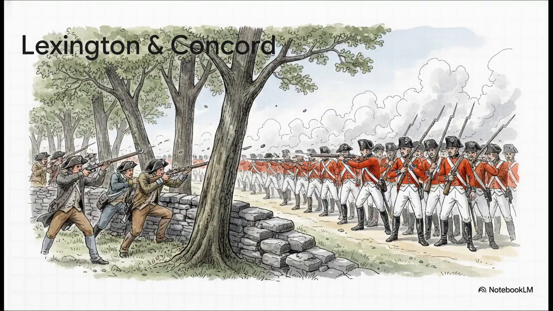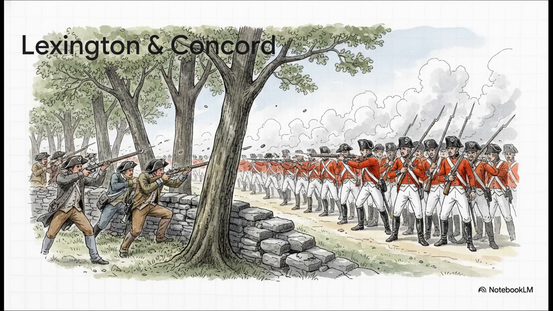If Britain thought harsh punishments would isolate Massachusetts, they were dead wrong. It actually united the colonies, leading straight to the First Continental Congress. Then, on April 19, 1775, the powder keg finally explodes. British troops march to seize weapons in Lexington and Concord, but they find colonial militia members, the Minutemen, waiting for them. Shots ring out. In the fierce violence that follows, hundreds of British soldiers fall.